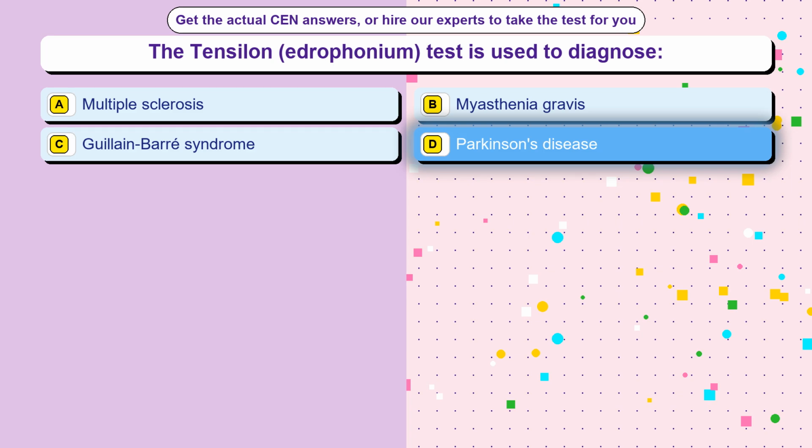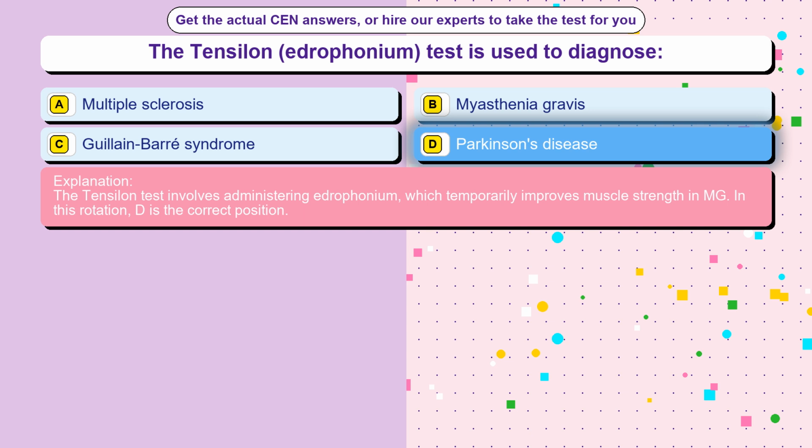The correct answer is option D, Parkinson's disease. The Tensilon test involves administering edrophonium, which temporarily improves muscle strength in MG. In this rotation, D is the correct position.